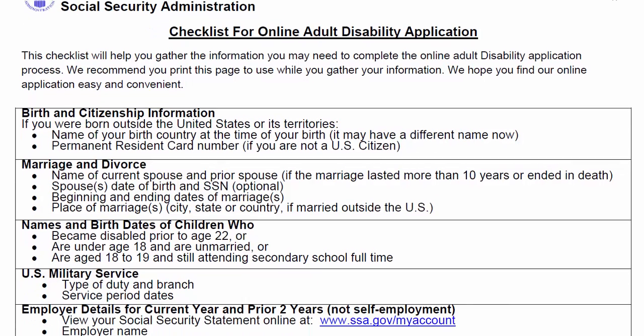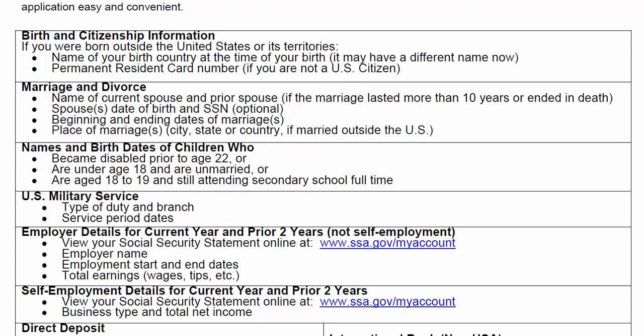Your children, if you have children under 18 or even 19, then you want to have their full name and their Social Security number. Make sure that they're in your application, because once you get approved, children under 18 also get a check, which is fantastic. They'll get a check till they're 18. So, military service, you need to have that.